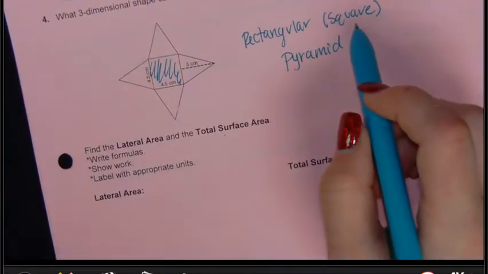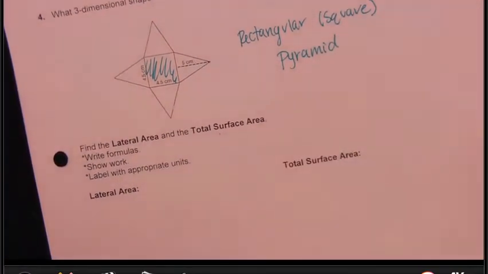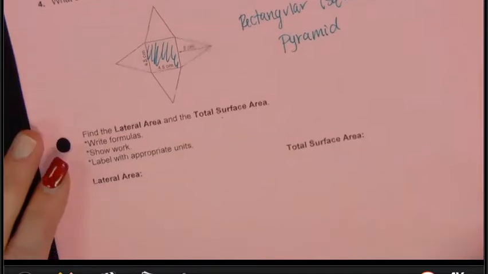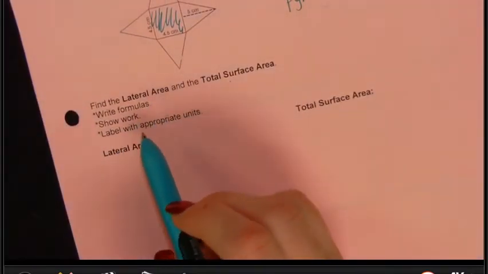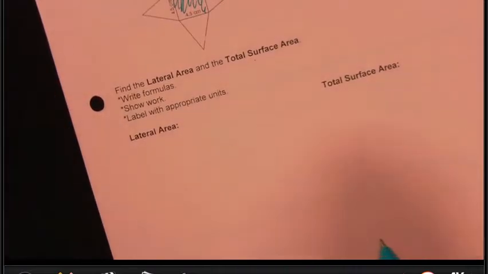Okay, so this is where you could say that it is a square pyramid, but I'm going to still stick with rectangular because that's what I'm used to saying. And then find the lateral area and the total surface area. So I need to write my formula, show my work, and label my units. So my first 3 steps.